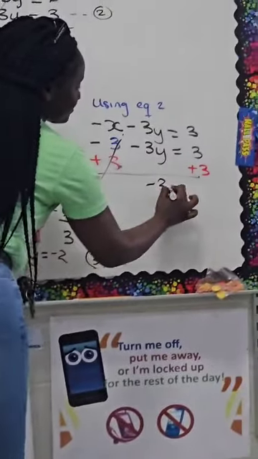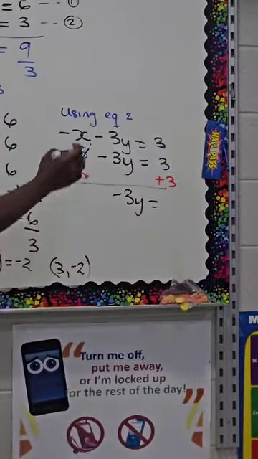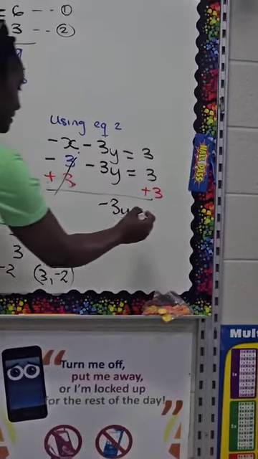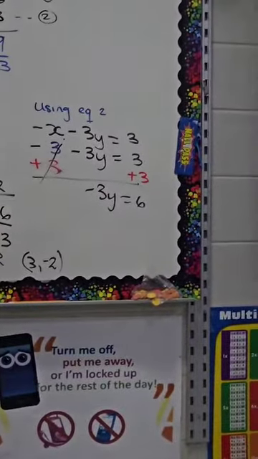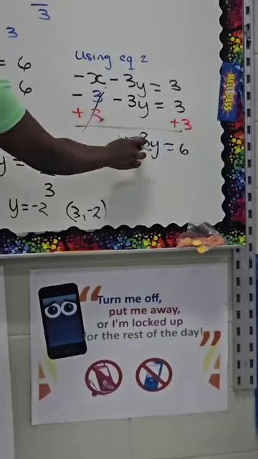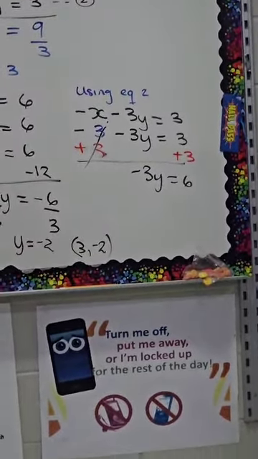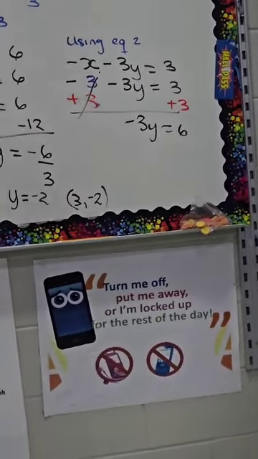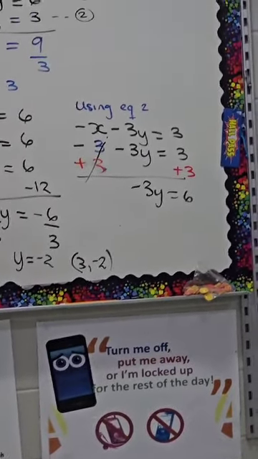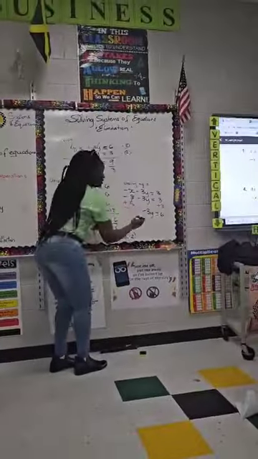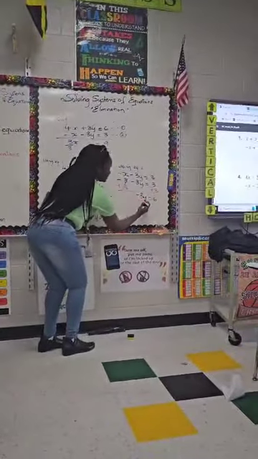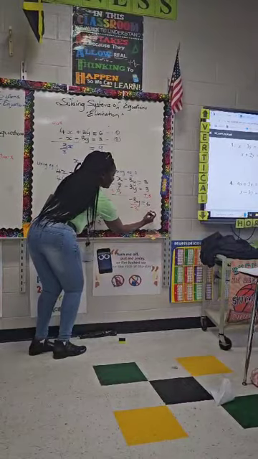So we have minus 3y equals what? 3 plus 3 is 6. Right? Again, this is saying minus 3 times y. So we're doing the opposite of multiplication, which is division. We're dividing by the coefficient. Very important. So the coefficient is negative 3, so I'm dividing both sides by negative 3.